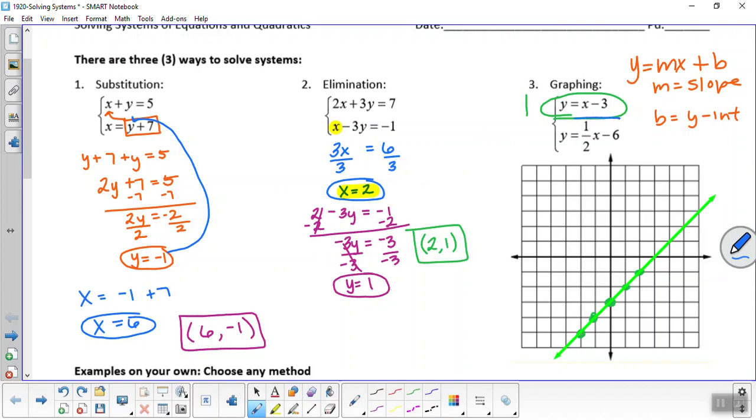I'm going to do the bottom one in blue. So -6 is my b. So I'm going to go down 1, 2, 3, 4, 5, 6. Slope is 1/2, so I'm going to go up 1 over 2, up 1 over 2, up 1 over 2. I'm going to connect my lines.